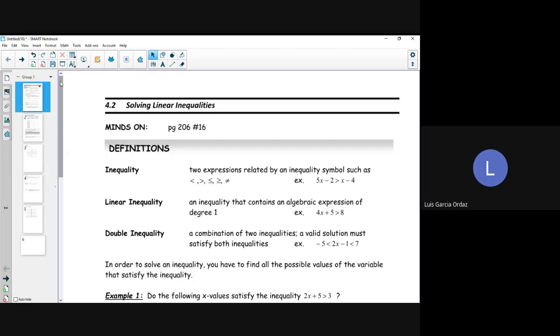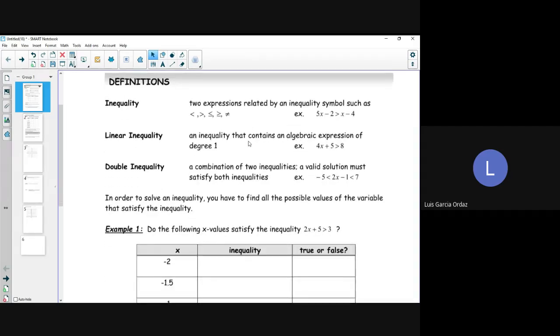Today we're going to be solving linear inequalities. So just a brief explanation of what these are. Some definitions we need to refresh ourselves with: an inequality is two expressions related by an inequality symbol, such as less than, greater than, less than or equal to, greater than or equal to, and cannot equal. So just a simple example we have is 5x minus 2 greater than x minus 4.